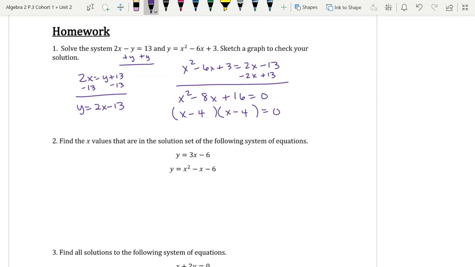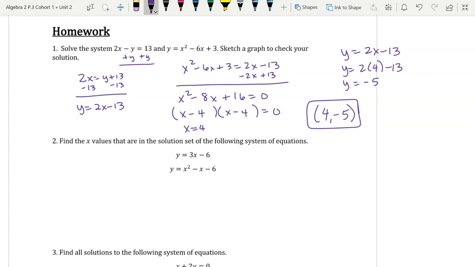That's just factoring. I am not teaching factoring right now, right? So since both of those are the same factor, I'm only going to get one solution, and that solution is 4. Meaning the graph of this parabola and this line are going to have one point of intersection. If we then use x equals 4, and we plug into y equals 2x minus 13, so we say y equals 2 times 4 minus 13, we get a y value here of negative 5. So my solution is 4, negative 5.